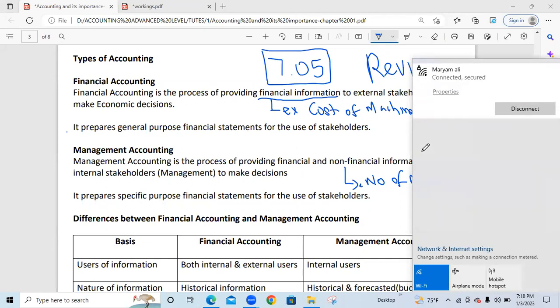Guys, can you hear me now? Yeah, there was a power cut, guys. Sorry.